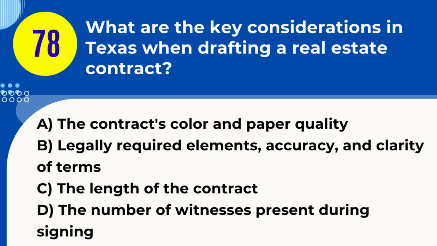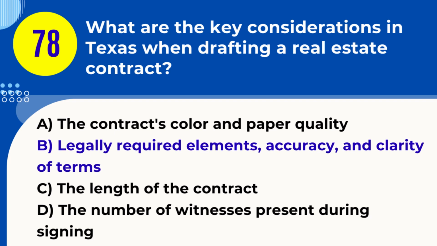Question 78. What are the key considerations in Texas when drafting a real estate contract? A. The contract's color and paper quality. B. Legally required elements, accuracy, and clarity of terms. C. The length of the contract. D. The number of witnesses present during signing.